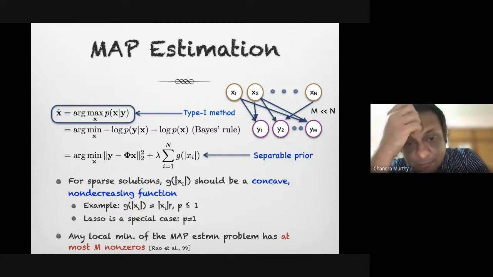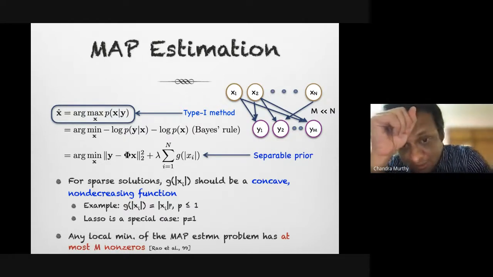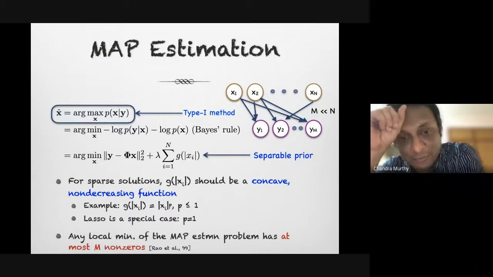The second term, like I mentioned, p of x is what's under your control, and x is a vector of length n. And so p of x, typically, if you think of the entries as being independent of each other, then you can write p of x as the product of the density of the individual entries of x. When you take the log, this becomes the sum of the log of the density of the individual entries in x. And so that is written as summation i going from 1 to n, g of xi.